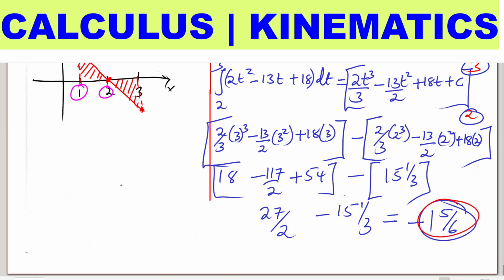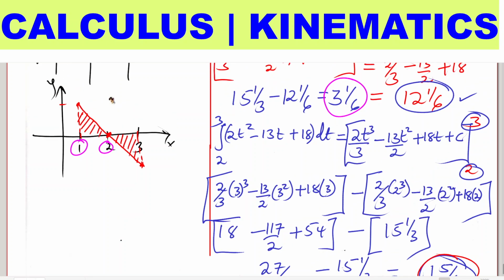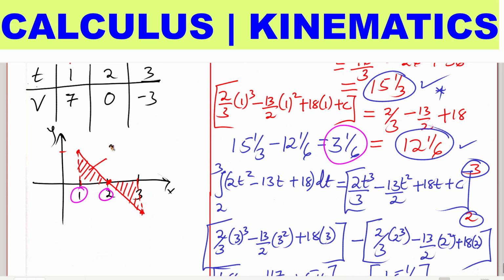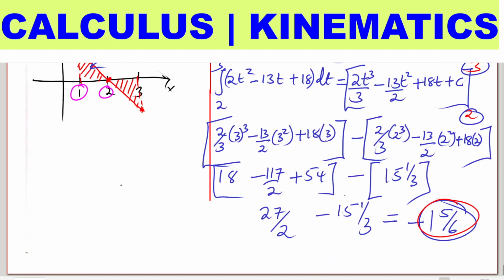Now, you have the two areas. So between 1 and 2, we got this area as 12. Was it 12? No, it was not 12. It was 3. We got it here. It was 3 and 1 over 6. That is the distance between 1 and 2. Then between 2 and 3, we got it here. That is negative 1 and 5 over 6.